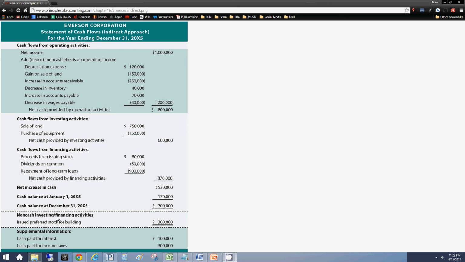Your non-cash investing financing activities, your preferred stock for buildings, $300,000. Your supplemental information, cash paid for interest, and cash paid for expenses. These aren't really included usually, but this is the magic number that you want to end up with. And this is the number investors are going to look at, your shareholders and whoever.